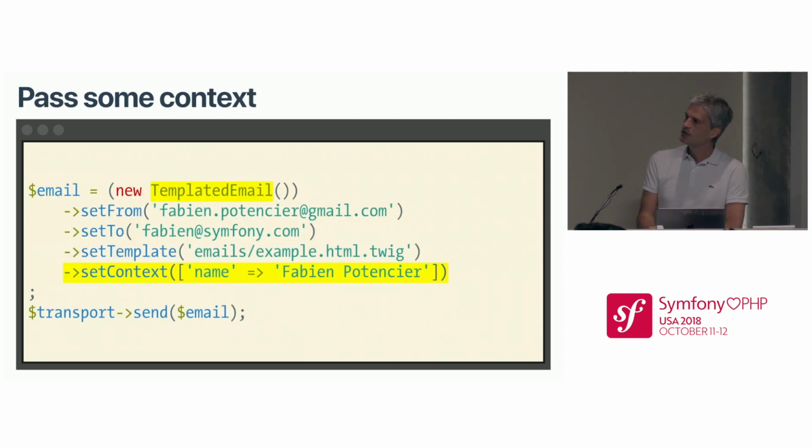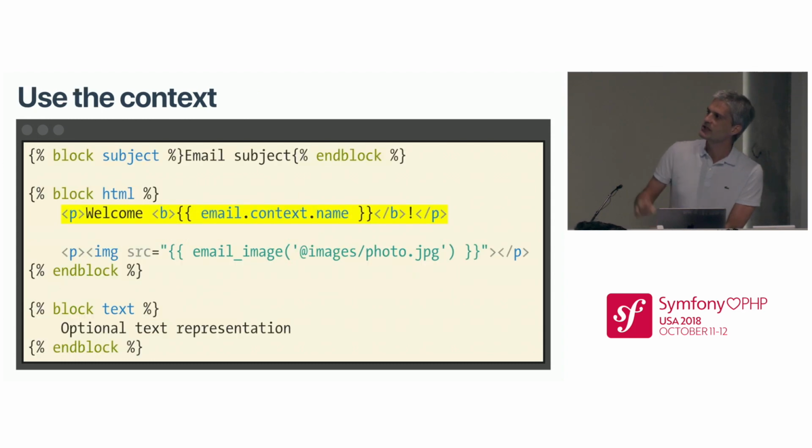You can pass some context. For instance, here I'm passing my name, and then you can use email.context.name in your template, and you will see why it is email.context.name. Oh, I can explain it now. Email is actually your email object, right? So depending on the class you are using, you have more features available directly in your templates, like the context here for templated emails. So if you are using just email, you don't have a context.